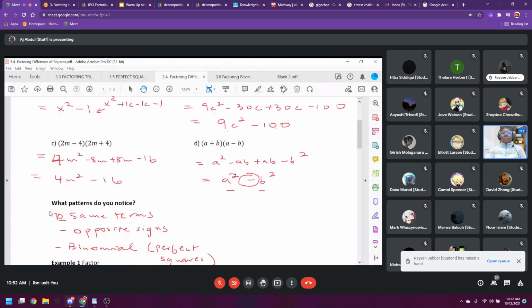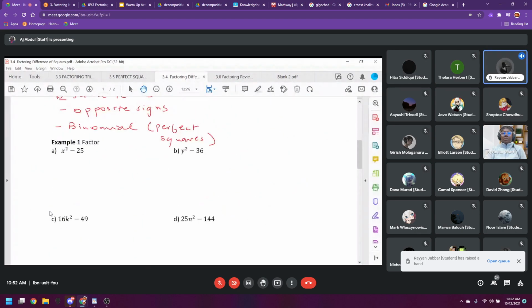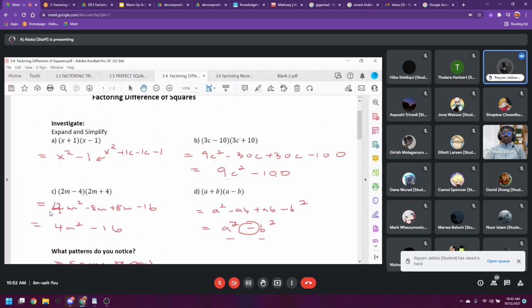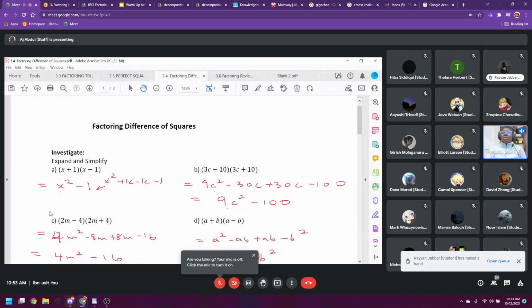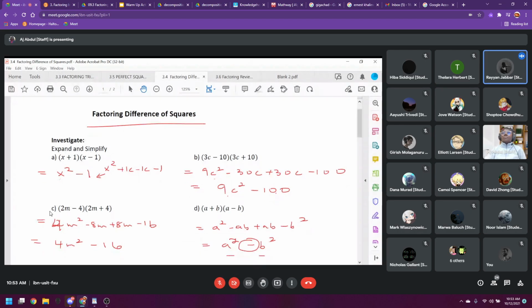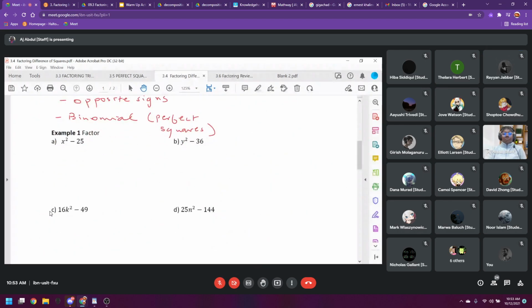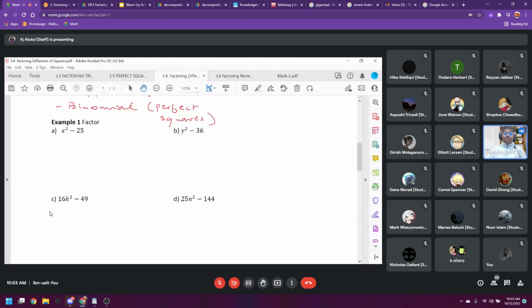All right, Rhea? Will they always be like one of them is positive, the other one is negative? That is what we call a difference of squares. That's what makes them a difference of squares, yes. So if they weren't like that, then it wouldn't be a difference of squares? No, it will not be. Oh, okay. Perfect. Okay, so based on that, we're just going to factor this.